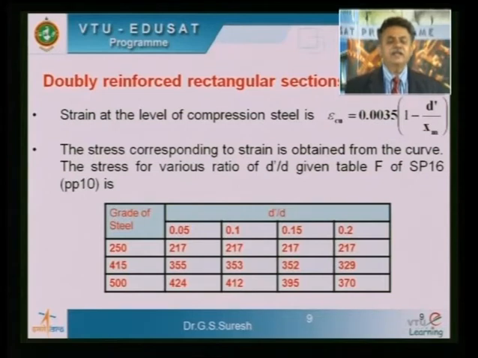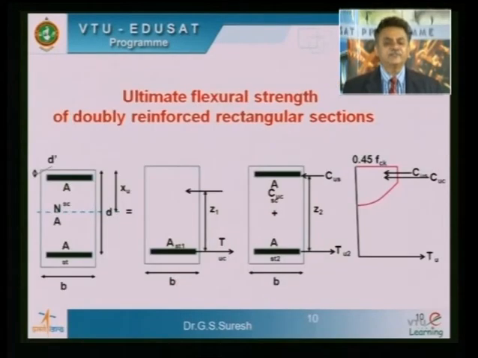So let me give you an example. Suppose my D dash by D is 0.1 and I want to find out what is the stress for Fe 415, it is 353. So use this table, which is available in SP 16 as Table F, page 10, and get the value of FSC, where FSC is the stress in compression steel. So that is what I have shown you here.